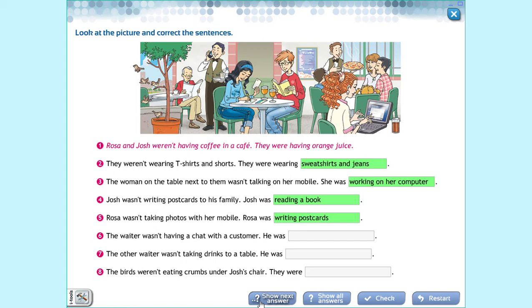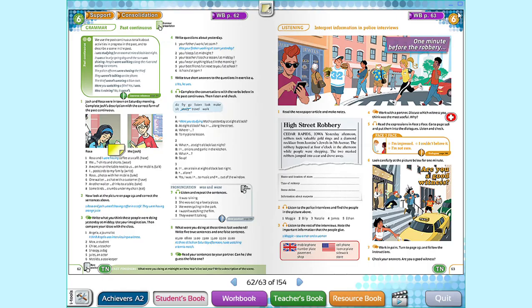Number 6. The waiter wasn't having a chat with a customer. He was talking on his mobile. The other waiter wasn't taking drinks to the table. He was taking a pizza. You can see it here. And finally, the birds weren't eating crumbs under Josh's chair. They were sitting on the tree. And you can see here the birds.